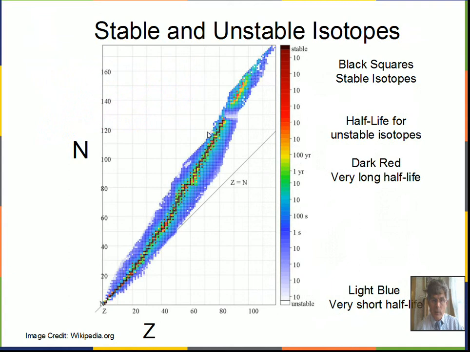Again, the half-life showing here, very long half-lives are in the dark colors, the red, and the very short half-lives, isotopes that don't last very long, are the blues and the very light blue. So this was something that physicists have to explain. Why is it that the stable nuclei, we need more neutrons than protons? Why would that be the case?